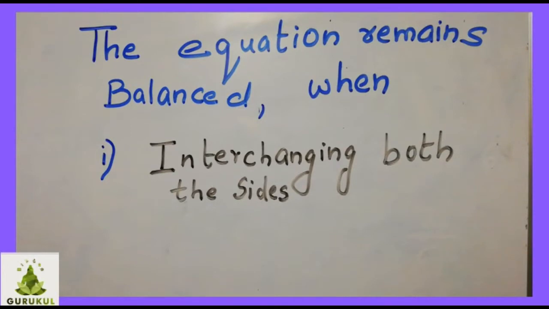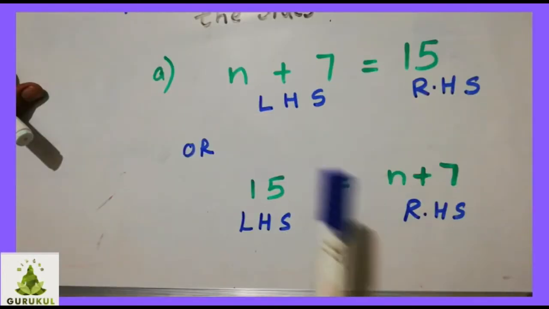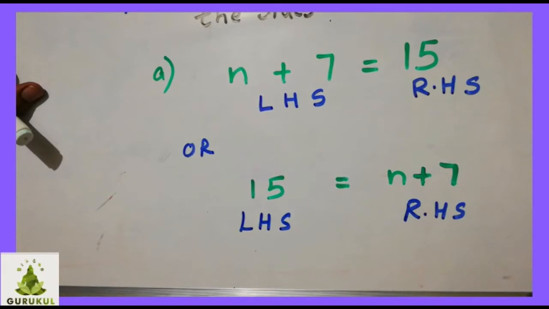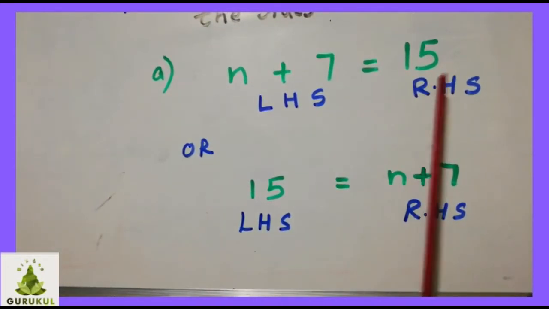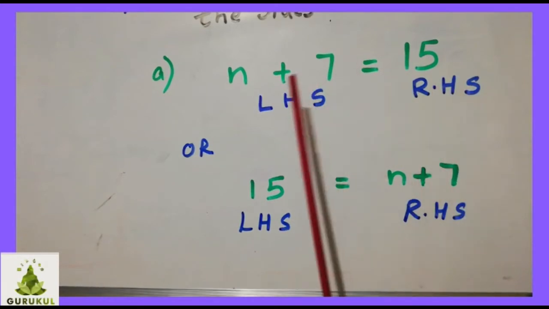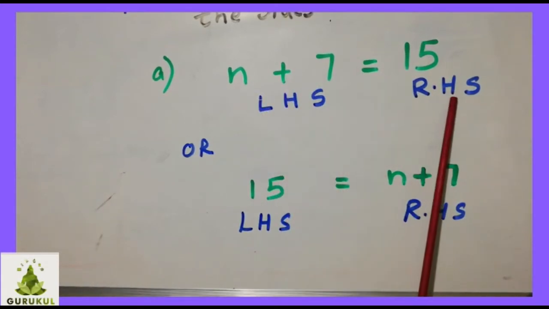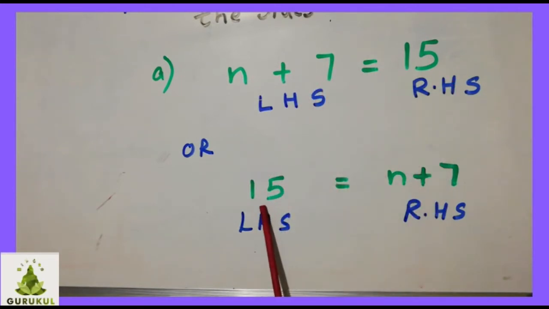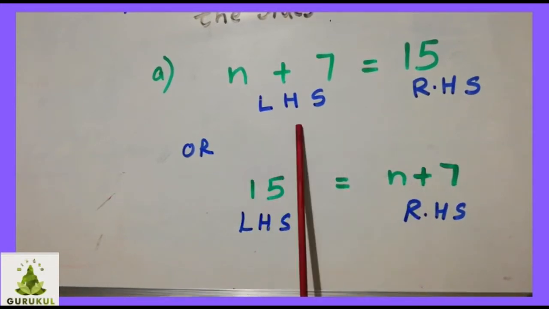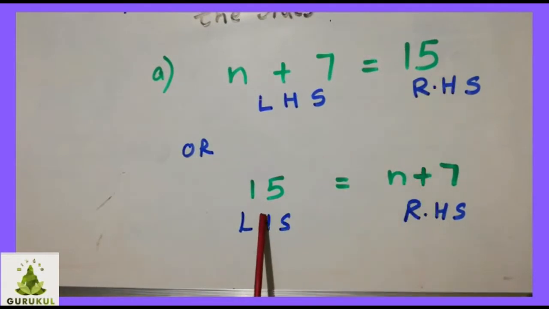I will give you a few examples for this. See this, n plus 7 is equals to 15. Here LHS is n plus 7. Here RHS is 15. Now I shuffled it. The full expression came to the right hand side. LHS became RHS. RHS became LHS. Now LHS became 15 equals to n plus 7. I shifted LHS to this side and this to this side. So when I interchange both the sides, the equation again remains balanced itself. Is it clear?